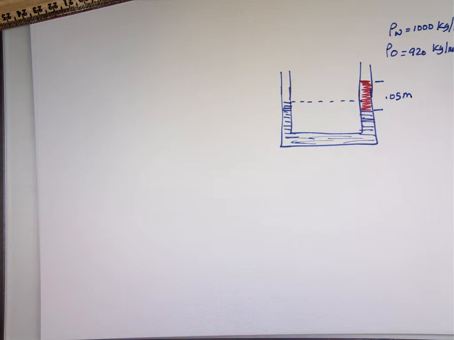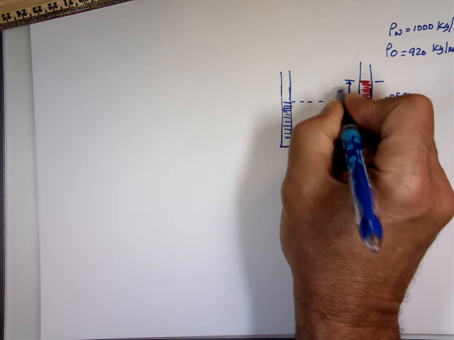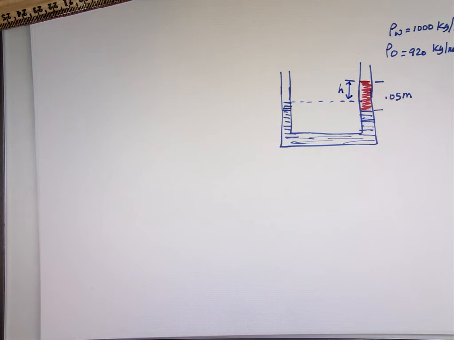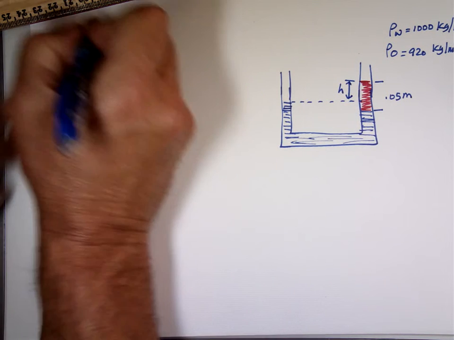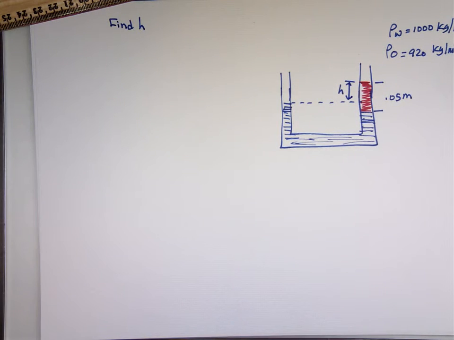What is the difference in the level H? That's the height. This is H. H is this distance right there. What is H? Okay, so find H. That's what the question is.